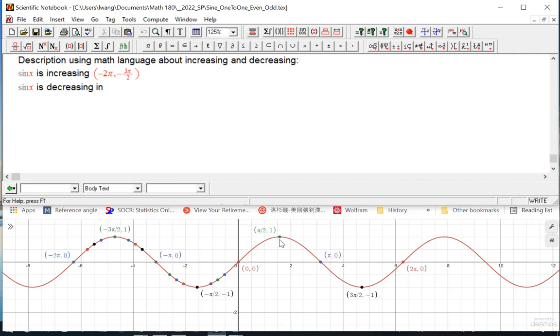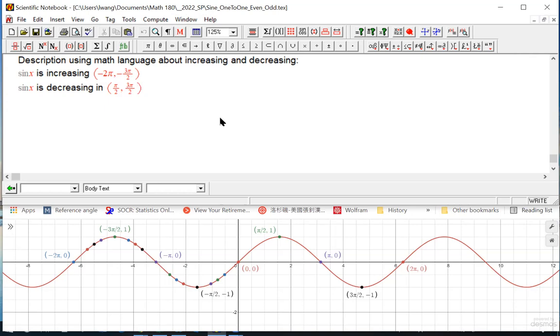The interval is describing the input. I can say from pi over 2 to 3 pi over 2. So this piece is decreasing. Do you see that? This piece is decreasing. So you can say open interval or not, it's from pi over 2 to 3 pi over 2. This is how you say it.